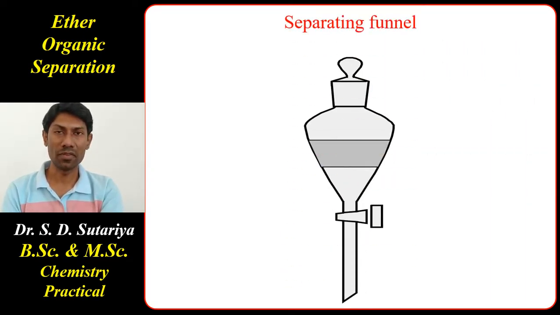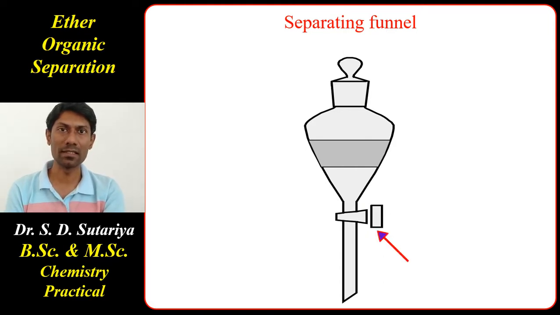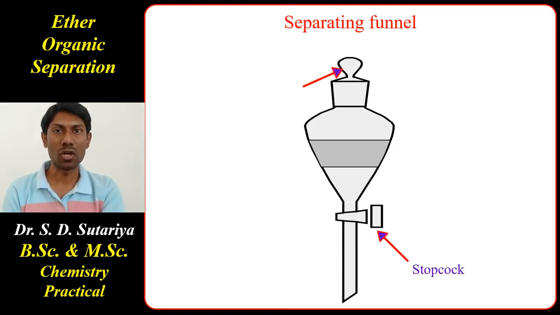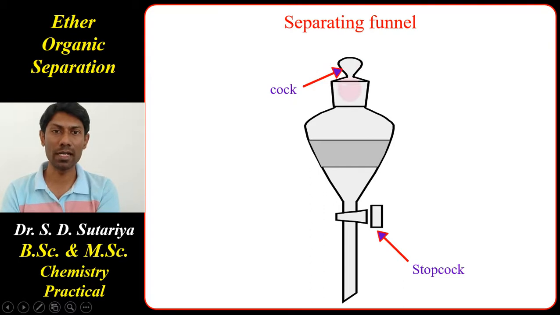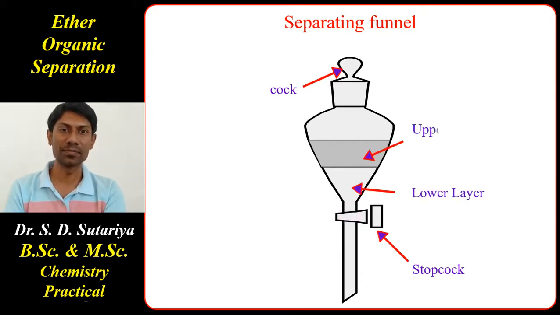This is the separating funnel. Attach the separating funnel like that. This is the stopcock. Open the cock and add the mixture. Then open this stopcock and remove the mixture from the separating funnel, and then stop it. So this is the lower layer and this is the upper layer.